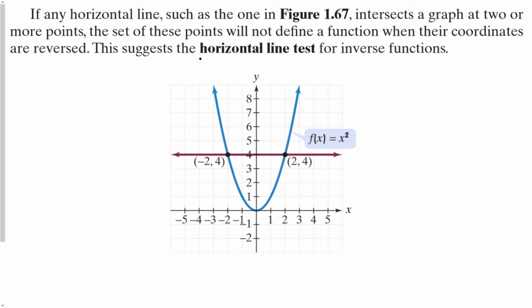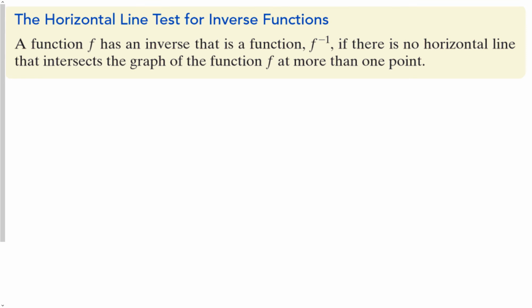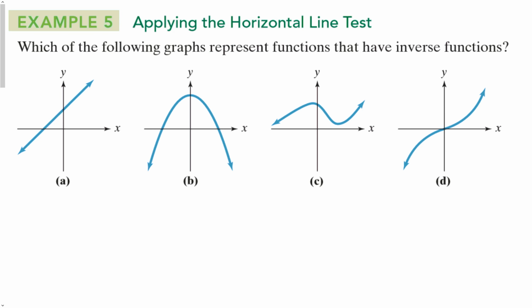So that's why we have something called the horizontal line test. What the horizontal line test lets us do is look at a function and see if the inverse of that function will also be a function. Okay? And then here's the formal definition for the horizontal line test. A function f has an inverse that is a function if there is no horizontal line that intersects the graph of the function f at more than 1 point. So if a function passes the horizontal line test, that particular function will also have an inverse that is a function.